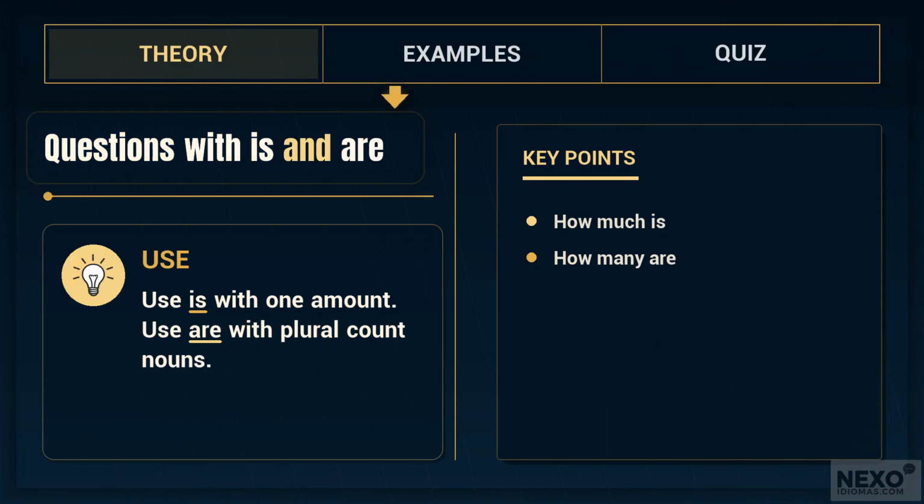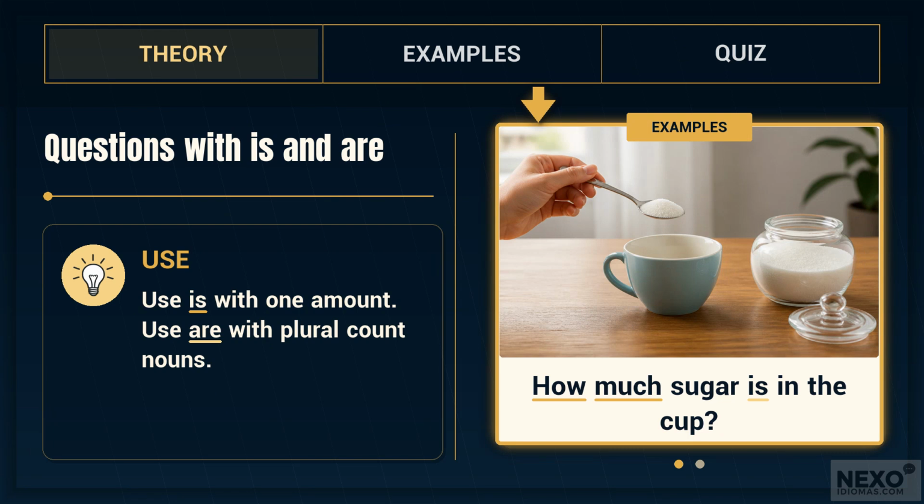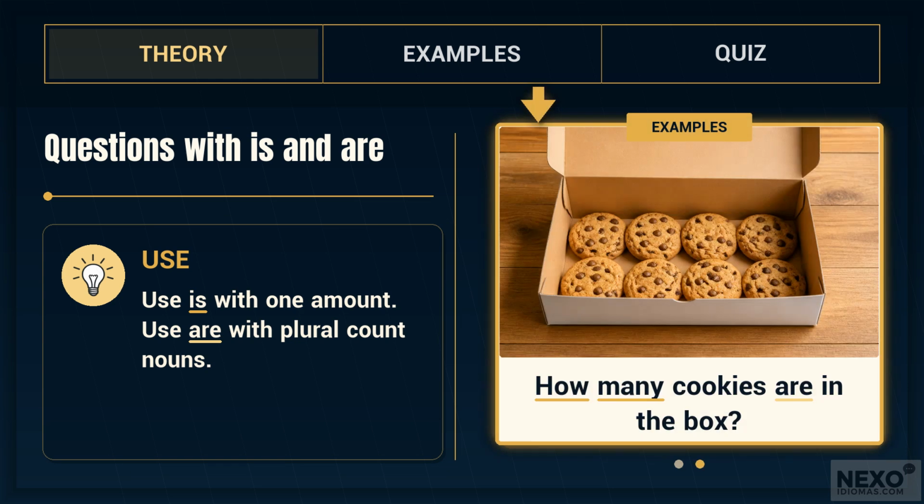Questions with is and are. Use is with one amount. Use are with plural count nouns. Example. How much sugar is in the cup? Example. How many cookies are in the box?